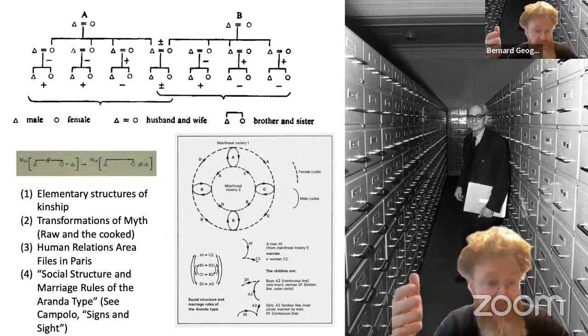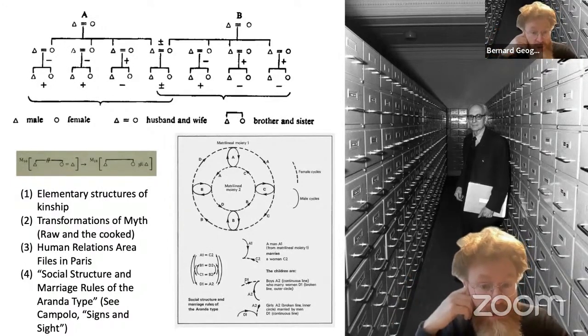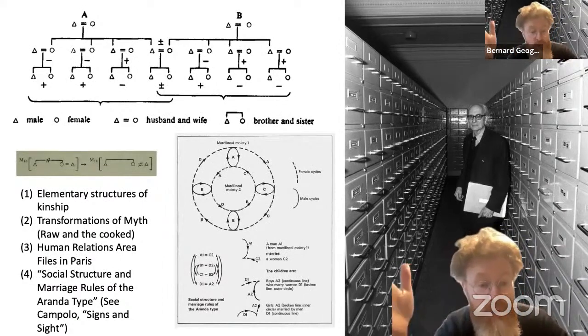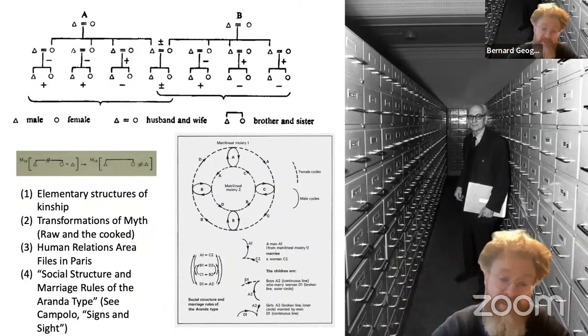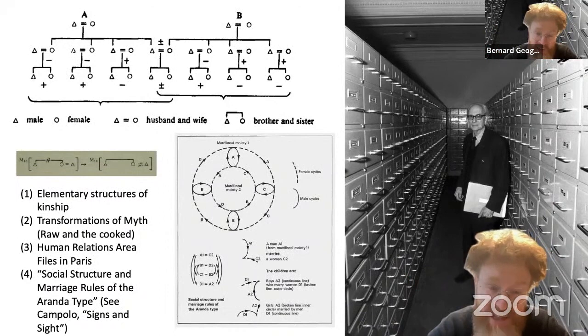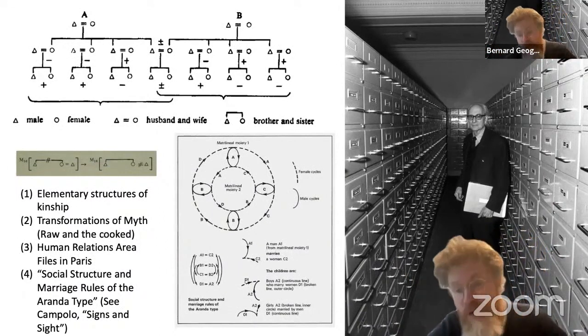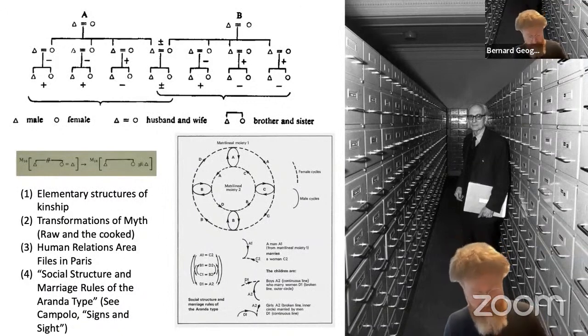So we see a second image on the bottom left here, which is supposed to be an algebraic analysis of transformations of myth that appears in The Raw and the Cooked. Below that to the right, we see a beautiful diagram of social structure and marriage rules of the Elandre type, which appeared in Savage Mind. There's a beautiful article on this by Campolo called Signs and Sight in Grey Room. And on the far right, we see Levi-Strauss at home in the human relations area file at the Laboratory for Social Anthropology at the Collège de France.